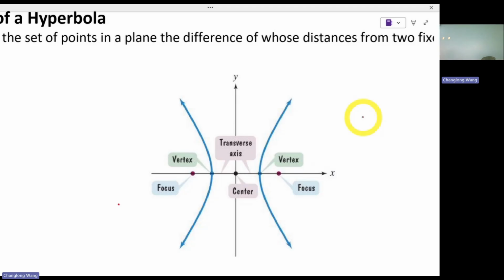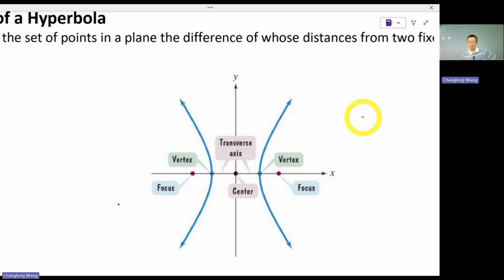So instead of referring to the sum of the distances, we're going to refer to the difference of the two distances. So now basically, all the points on a hyperbola whose distances from the two foci will subtract and still give you a constant. So it's the difference of the two distances being a constant, and that's going to be the hyperbola. Therefore, things are very comparable, right?